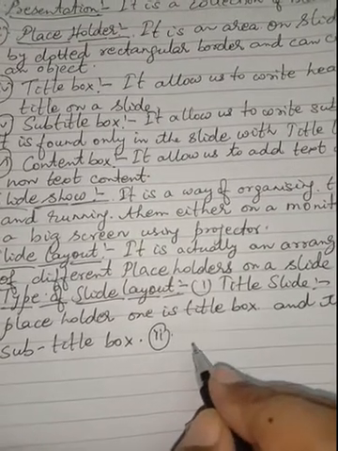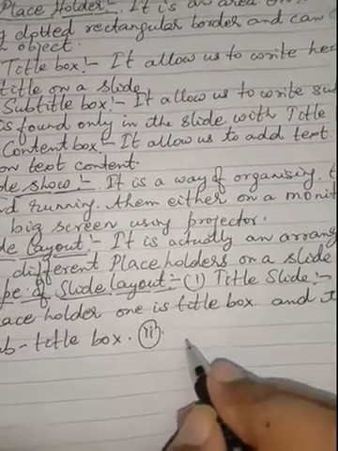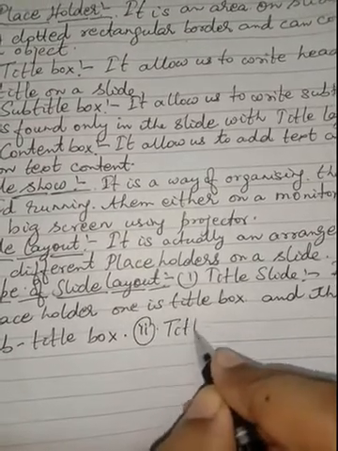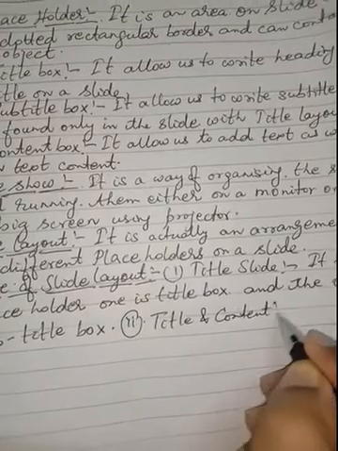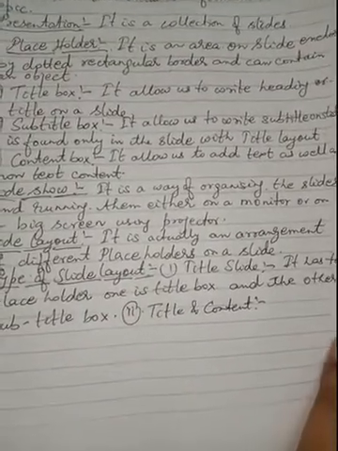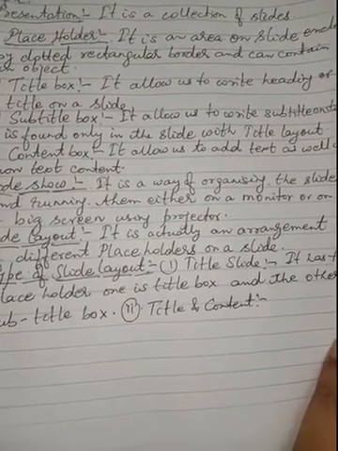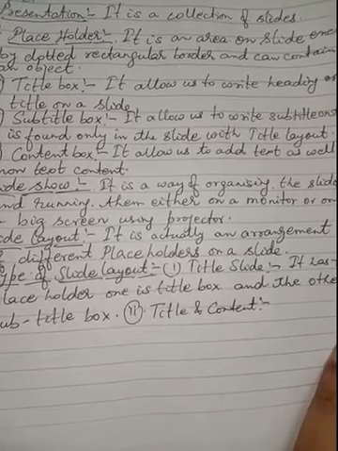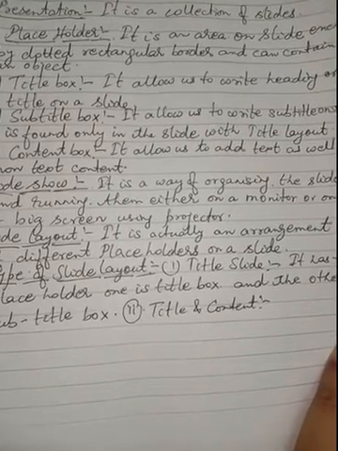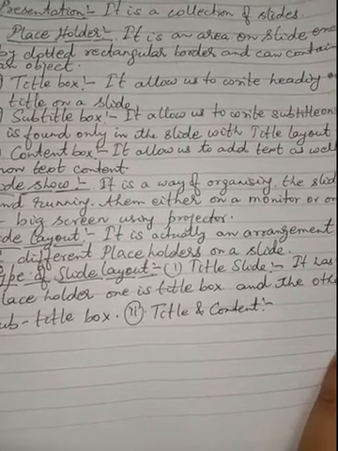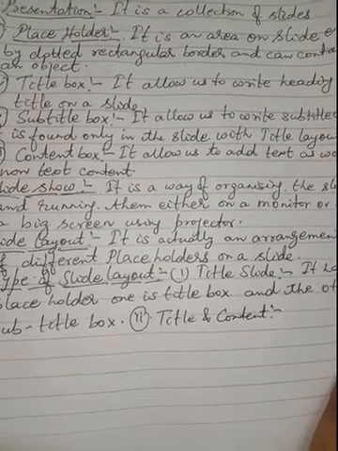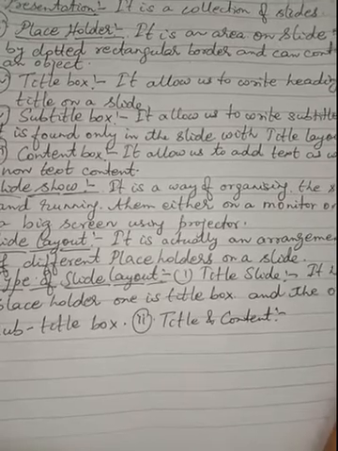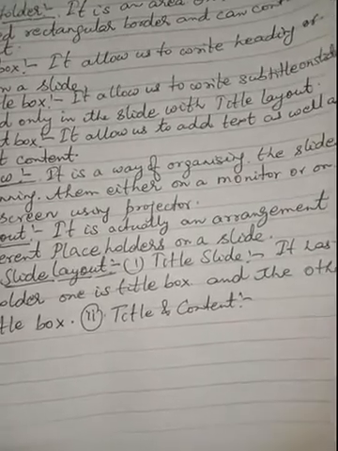The second type of slide layout is title and content. Here we write the title for a slide, and in the text box placeholder we can add the content. What type of content? It can be a table, chart, smart art, picture, clip art, media clip, or we can write our text over here. So this is the title and content.